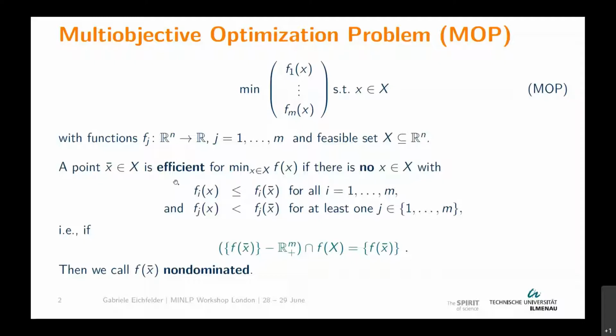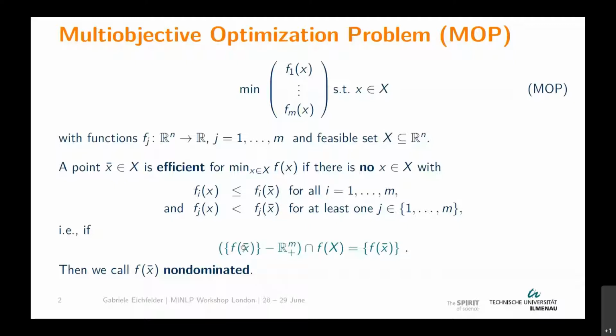Efficient solutions are feasible points such that there exists no other feasible point which is as good with respect to all objective functions and strictly better with respect to at least one of them. This means you cannot improve one of the functions without worsening the value of at least one of the other objective functions. We can also write this using a set notation with an ordering cone. You can see the definition is fully in the image space. I'm going to show you an illustration on the next slide.